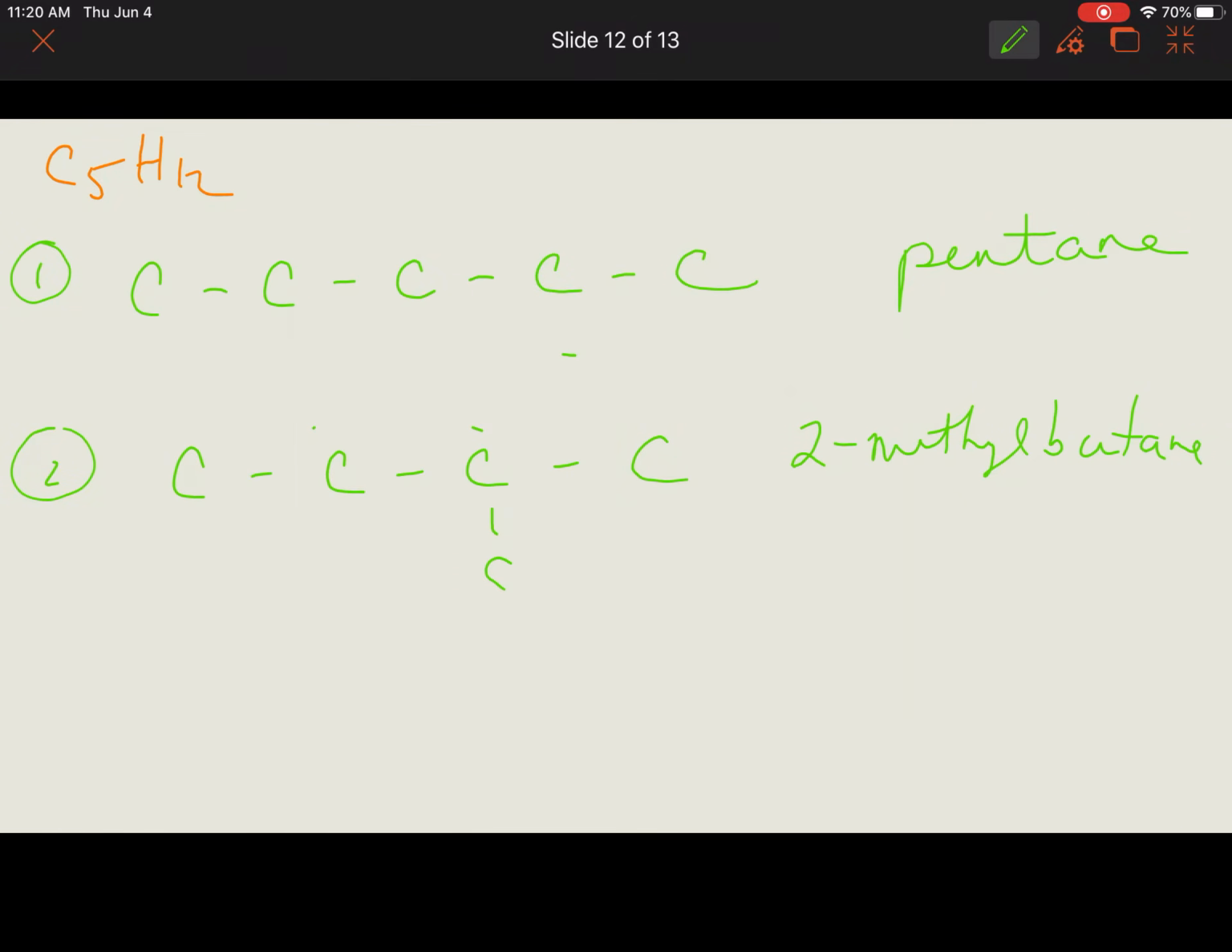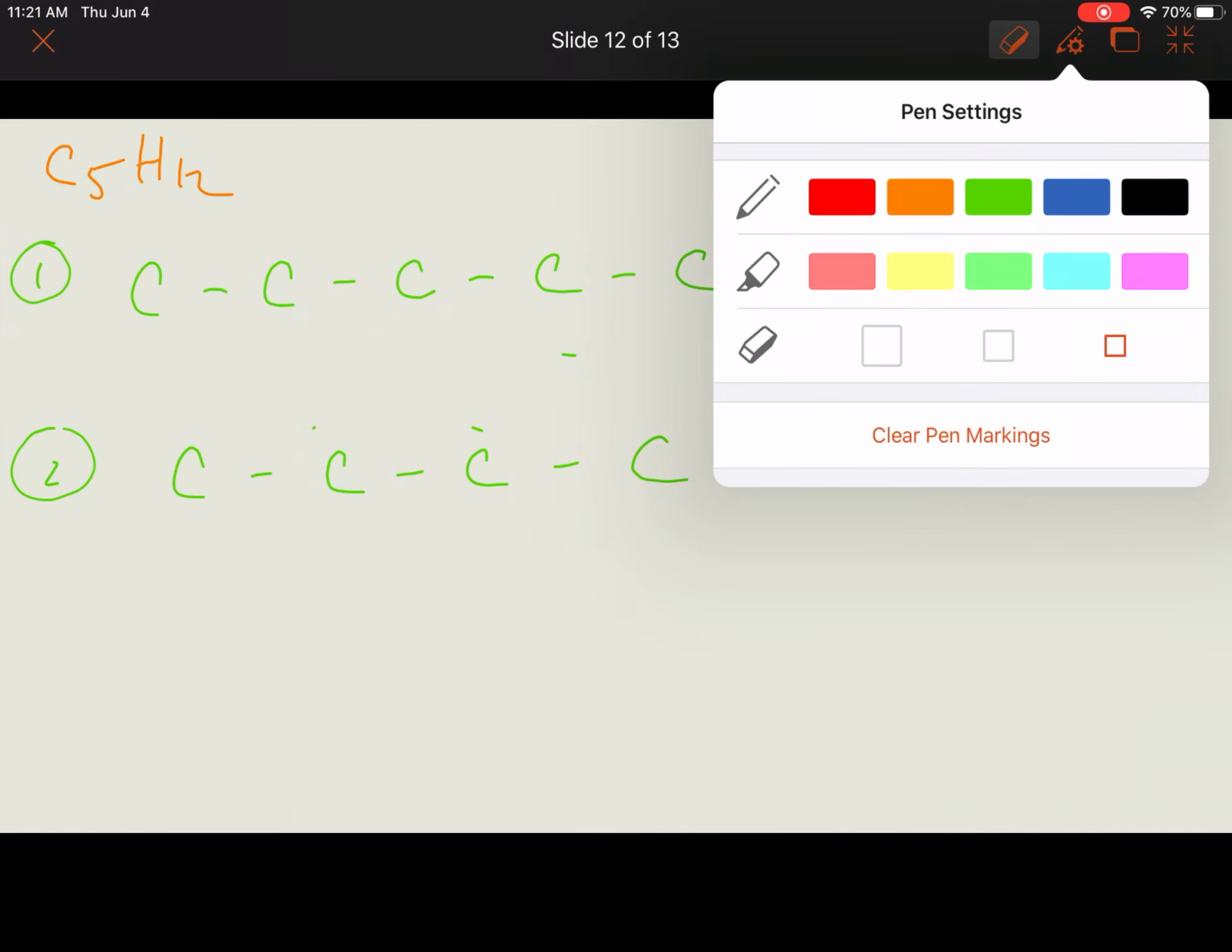Now, often what ends up happening, and I'll just do this in orange, someone will try to put it over here, and then they'll try to name it 3-methylbutane. But why can't you do that? That would be wrong. If I moved that here, what's the name of that? It's still 2-methylbutane. So you've just flipped the molecule. It's not a new molecule. You're just looking at it from the back now. So that's why that will not work.